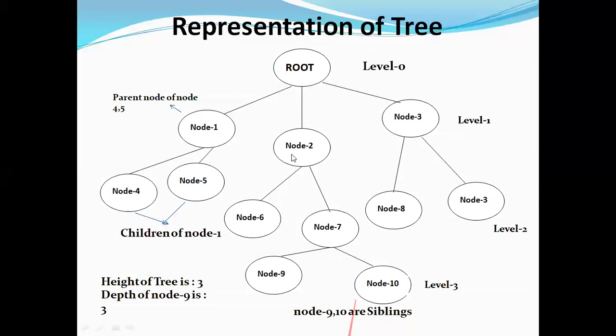Node 5 and node 6 are not siblings, because node 5 has parent node 1 and node 6 has parent node 2. Both of these nodes have different parents, so node 5 and node 6 cannot be siblings. Siblings means nodes that have the same parent. Similarly, node 2 is the parent of node 6 and node 7, and node 3 is the parent of node 8 and another node. So node 6 and node 7 are siblings. Now node 7 is the parent of node 9 and node 10. It means node 9 and node 10 again are siblings.